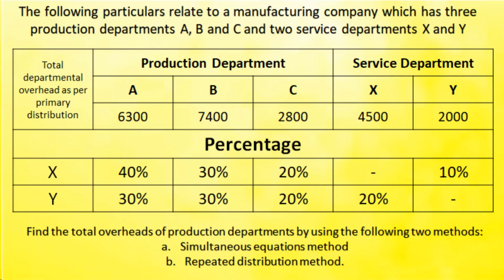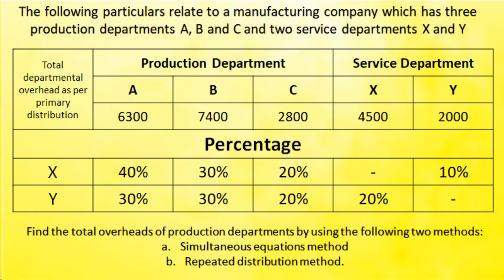Now the question is on the screen. Please take a screenshot of the question or at least write down the question, so that when I am solving the problem, you can easily understand the solution. The following particulars relate to a manufacturing company which has three production departments A, B and C and two service departments, that is X and Y.